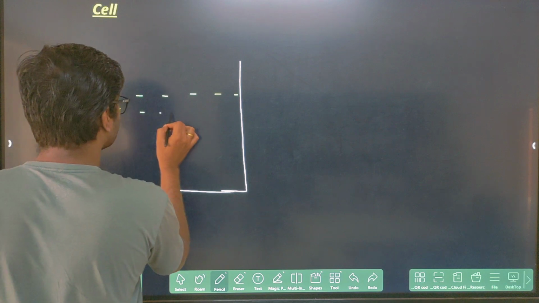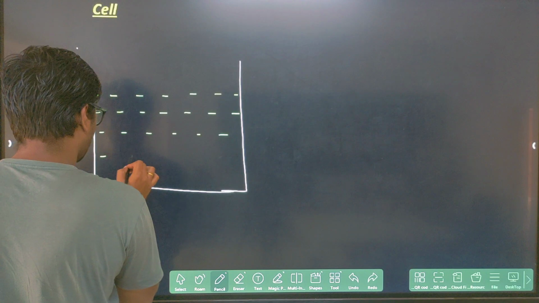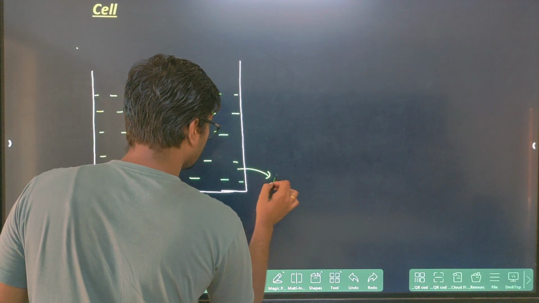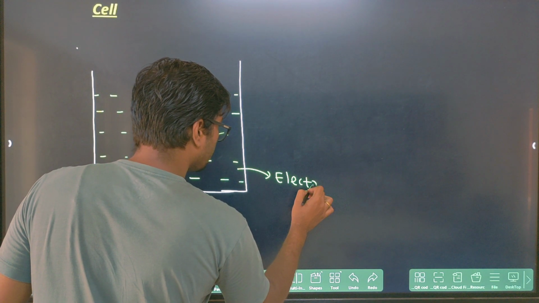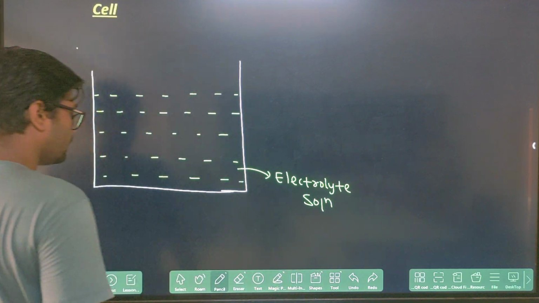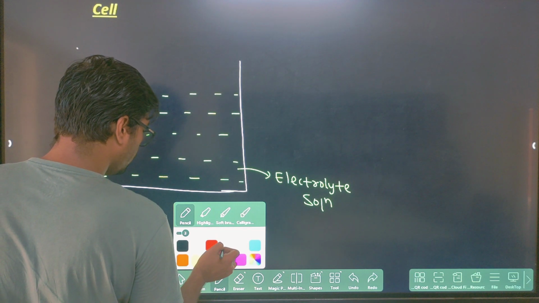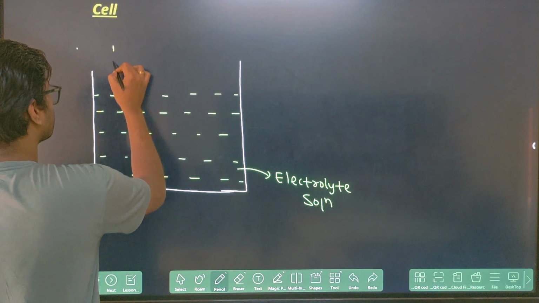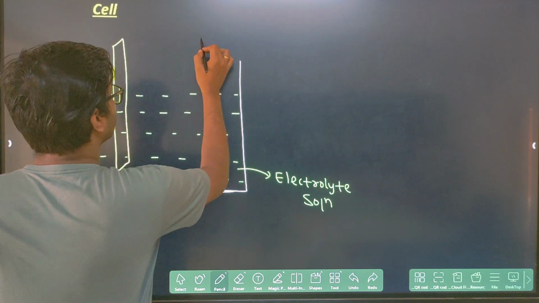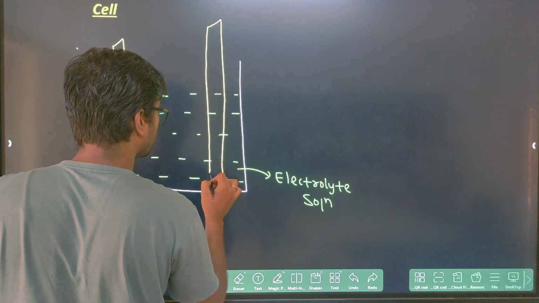You know what an electrolyte solution is? An electrolyte solution is a solution where ions are present, positive ions and negative ions. So this is your electrolyte solution, right? And in this electrolyte solution you dip two metallic plates. This is one metallic plate and this is another metallic plate, right?